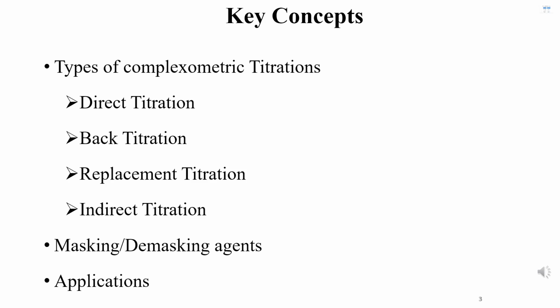Then we talk about types of complexometric titrations. These are direct titrations, back titrations, replacement titrations, and indirect titrations. First is direct titration. It is the simplest method of titration, and this is also known as EDTA titration.